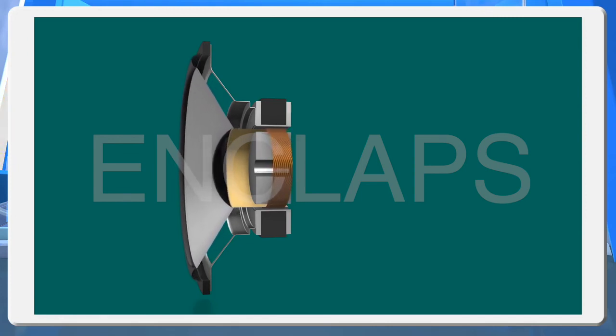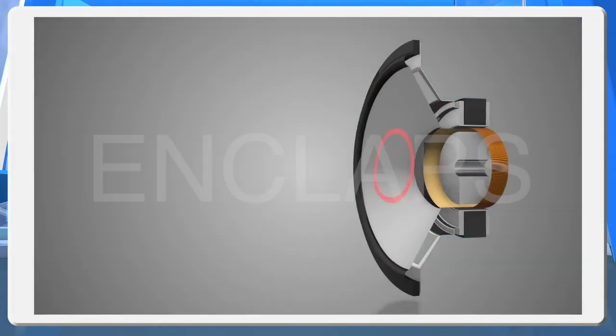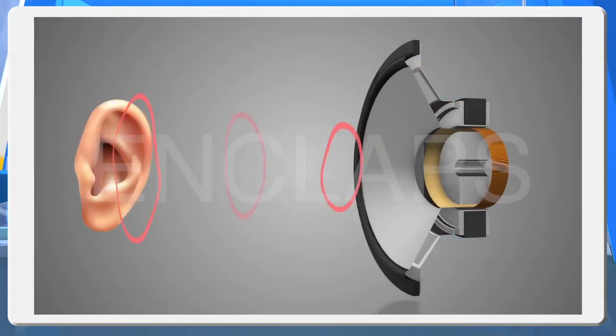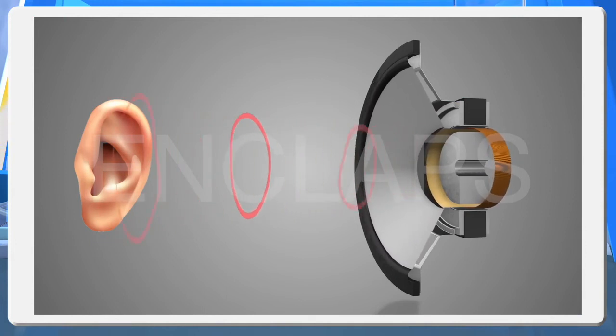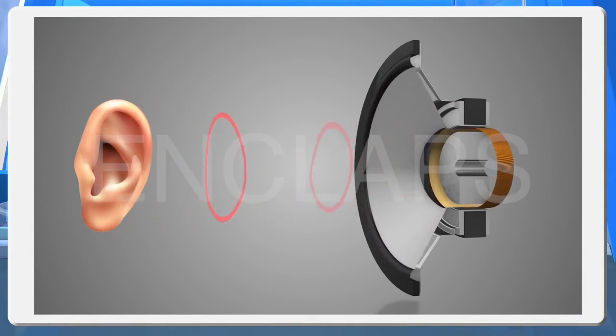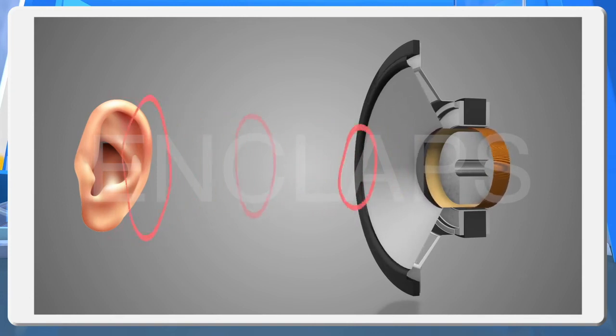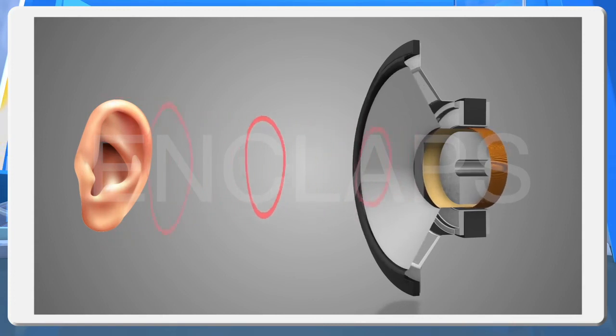As the electric pulses pass through the voice coil, the vibration of the voice coil causes the diaphragm to vibrate. This causes vibration in the air in front of it.